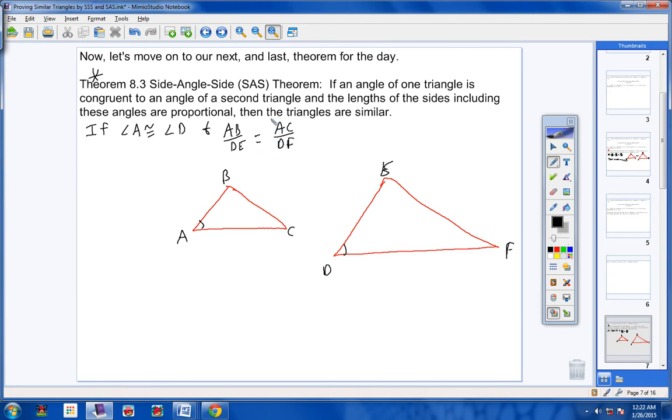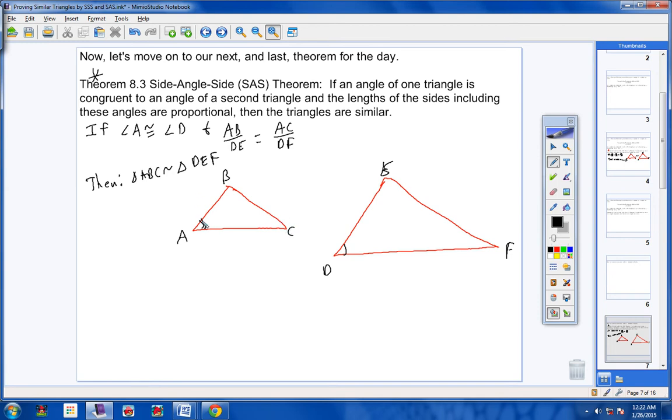And I'm going to come back to this in a second and explain this, okay? Then triangle ABC is similar to triangle DEF. Now, listen to me carefully, students. Do you see what I did?